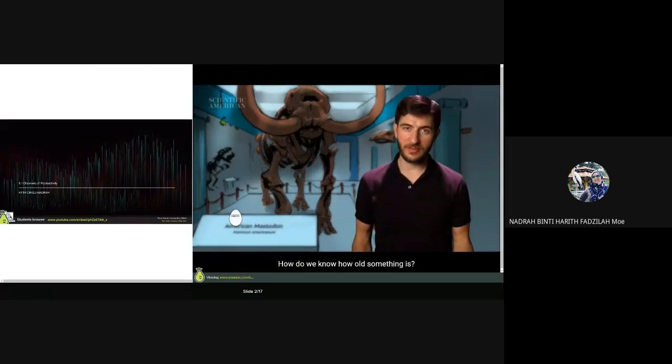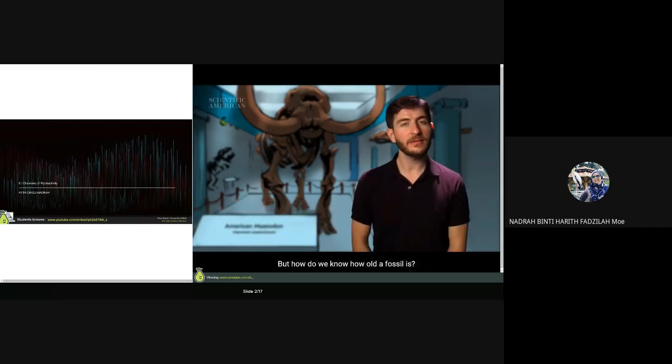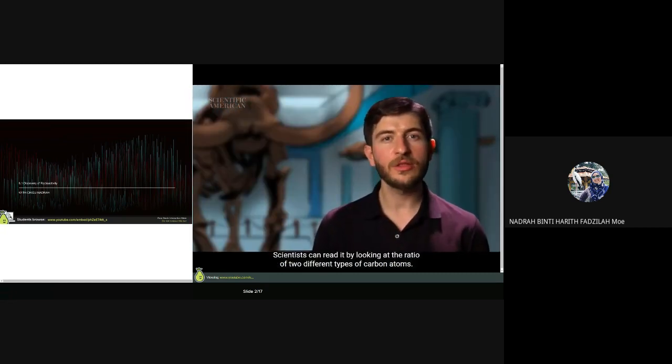How do we know how old something is? For people, we'd ask to see their birth certificate. For trees, we'd count the rings. But how do we know how old a fossil is? Fossils have their own internal clock. Scientists can read it by looking at the ratio of two different types of carbon atoms.